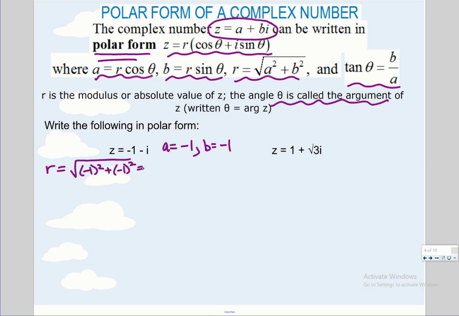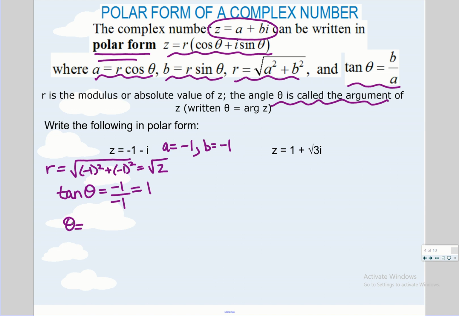So what am I going to get under that radical? Rad 2. Okay. To get theta, just like in the last section, we're going to use our tangent formula. Tangent equals y over x, or in terms of complex numbers, b over a, -1 over -1. So it equals 1. It doesn't say if we want degrees or radians here. Let's do degrees, that's fine.